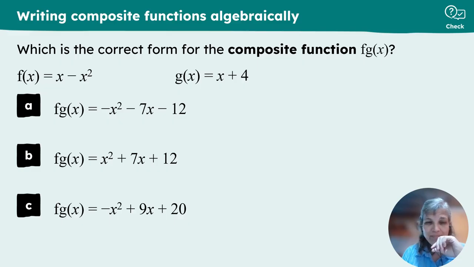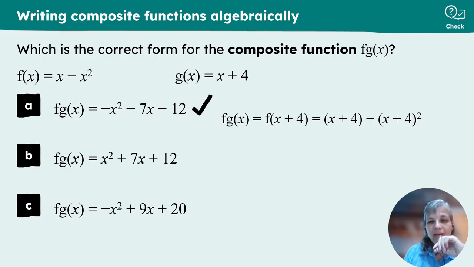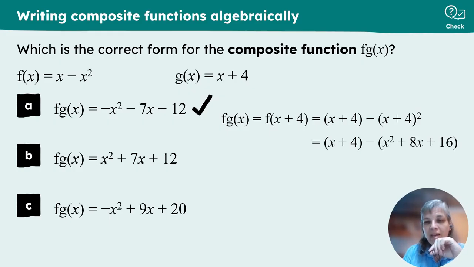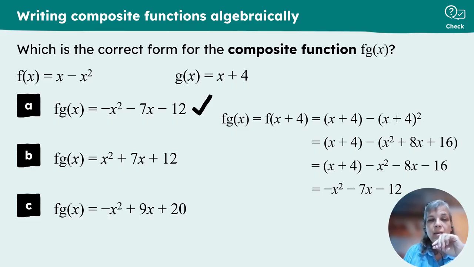Move forward. Hopefully in this case, you chose A. That is the answer because you take x plus 4 and you put it into the values where x is in the f of x, and then you expand it, and you remember that that negative is going to apply to all three terms in the bracket, which then gives us minus x squared minus 7x minus 12.